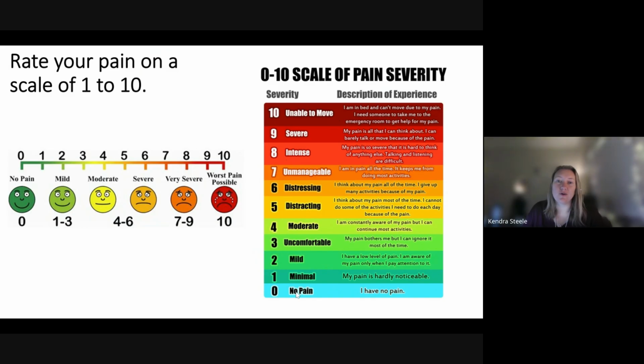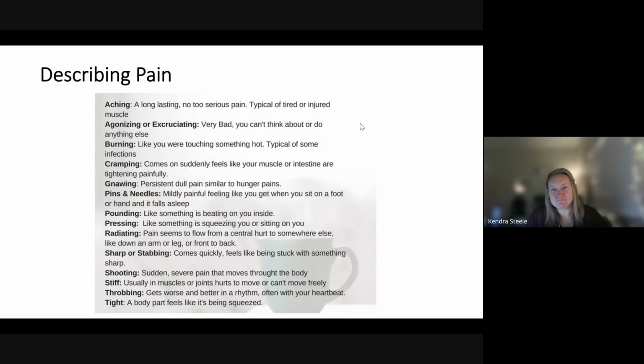Okay, so again, providers will ask you on a scale of 1 to 10, how is your pain today? You will answer on the scale of 1 to 10, and you need to understand what number you are giving and what that means. This will help you. Okay, let's look at the next slide.